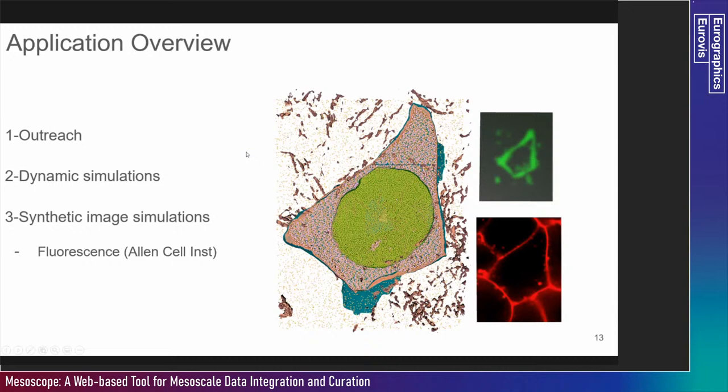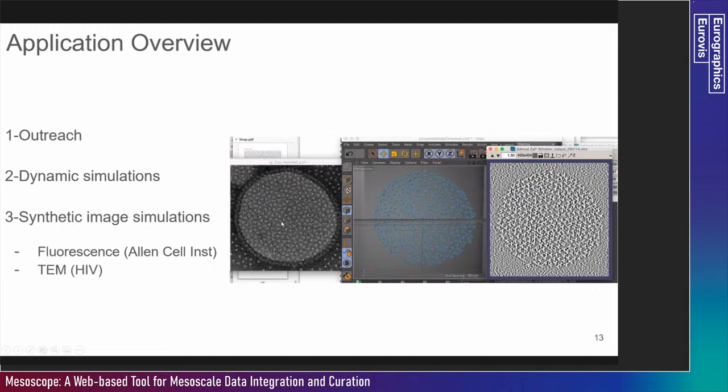Another example is tomogram and EM. So here is an experimental image of the HIV envelope protein that is highly distributed here on this vesicle. So we can build a model based on it, and then we can generate a synthetic image. And so we can compare back and forth the experiment and the simulation.